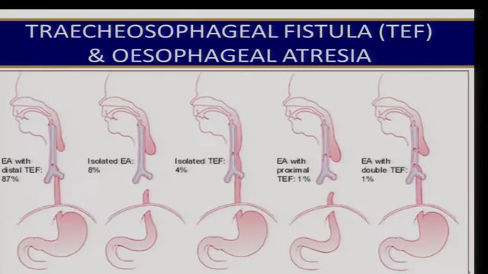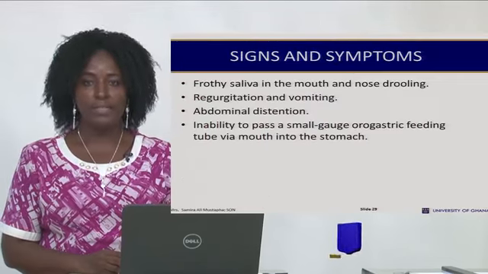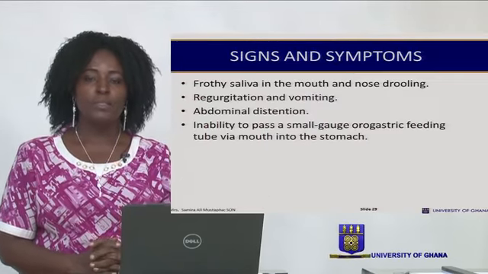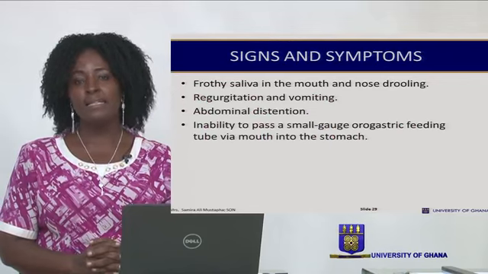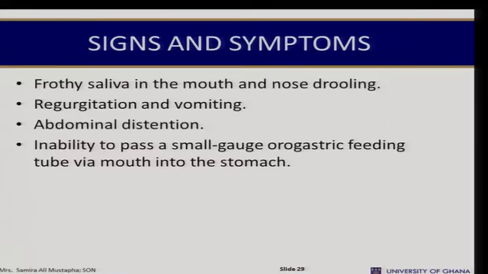So these once again are the examples we have here, showing you the degree and the nature of the esophageal fistula, tracheoesophageal fistula, TEF, as it is called, esophageal atresia. So once again, the symptoms are here and they are very clear: frothy saliva, abdominal distension, and all that.